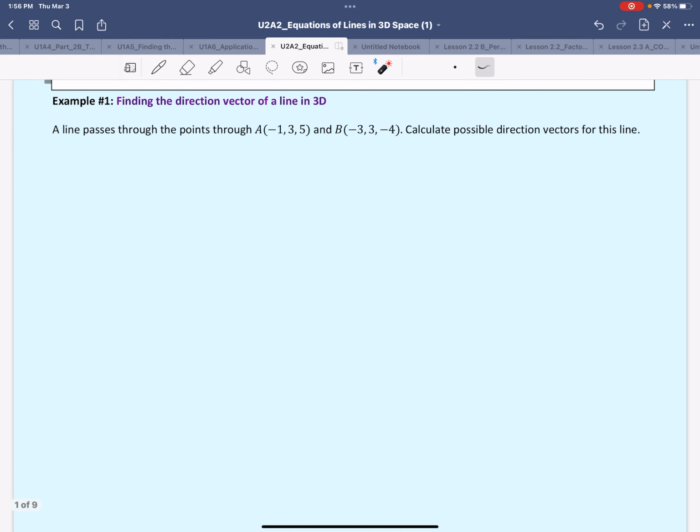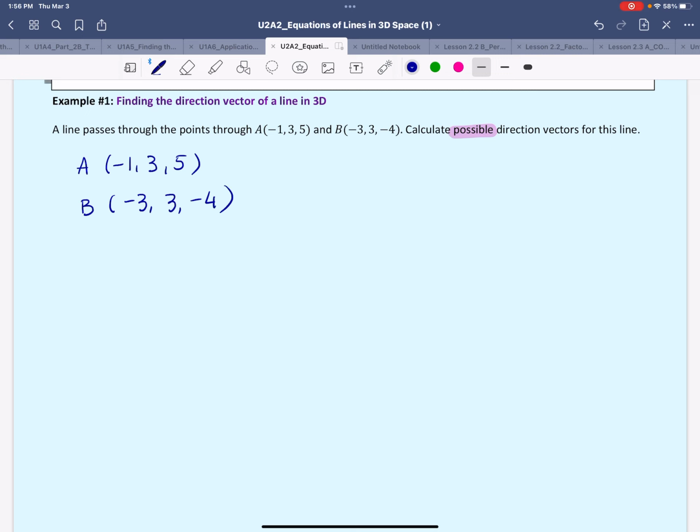So we're going to take a look at the first example. How do we find the direction vector of a line in 3D? We're given 2 points, A and B. We have to find a possible direction vector. Now I want to bring your attention to the word possible. This tells me right away that there may be more than one direction vector. And as a matter of fact, there is an infinite number of direction vectors that we can create. Let's get started with writing the information given. A is (-1, 3, 5), and B is (-3, 3, -4).